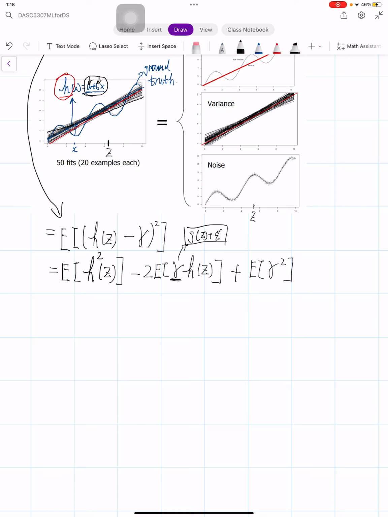Actually, since gamma and h are independent, because when we simulate gamma, the gamma is generated from the true function g plus some error term epsilon, and h is determined by the estimate from data x and y. So gamma is independent of h and z.